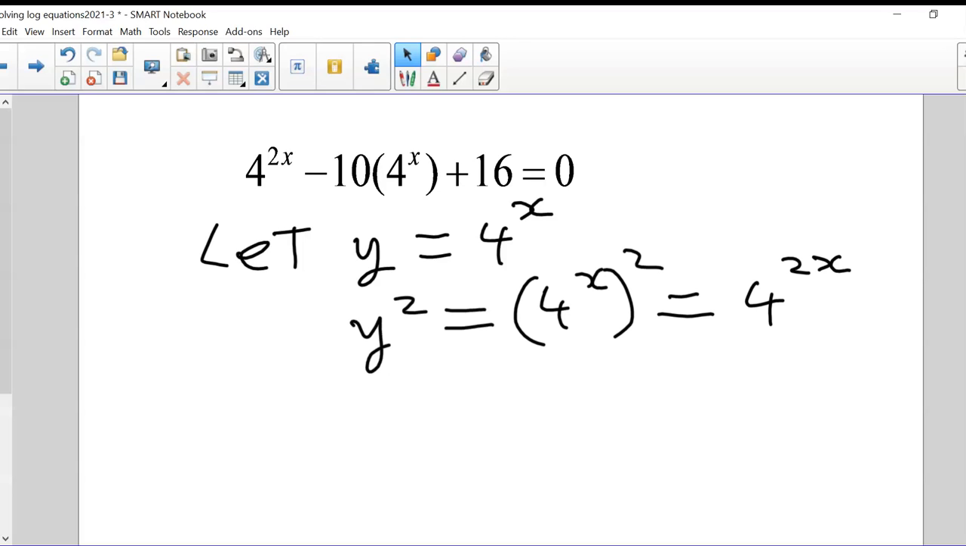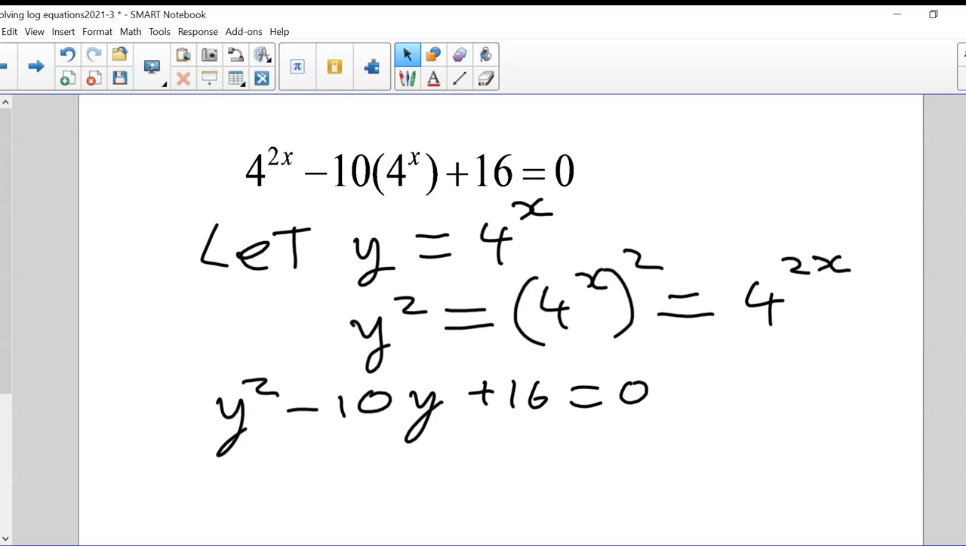Okay. So now here's what I'm thinking. Why don't I rewrite this function in terms of y? You see this 4 to the 2x right here that I'm pointing to? Instead of that, let's write y squared. And it says minus 10 times 4 to the x. Well, why don't we say minus 10 times y? Because we said that y was 4 to the power of x right there. And then plus 16 equals 0.